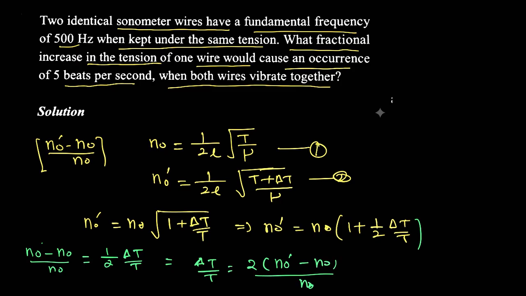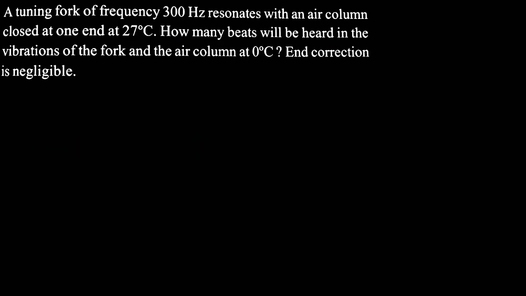This will be the answer. n naught dash minus n naught, that is 5, not 500, so 2 into 5, and this n naught is 500. If I substitute this value, I will get the final answer 0.02. So this is the fractional tension, not temperature. Based on this one, there is one other numerical.